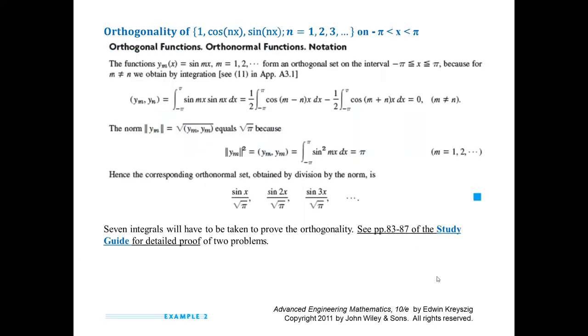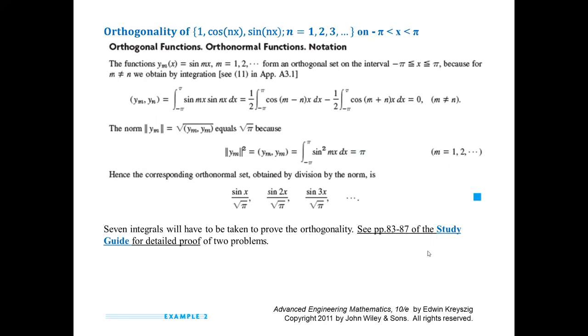And then we shall see an example. This is a group of functions we called the Fourier series last time, in the interval of x from negative pi to pi. This group of functions involves 1, cosine nx, and sine nx. We claim this group of functions is an orthogonal set of functions. We're going to prove it.